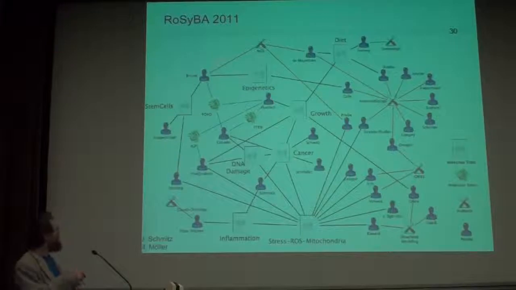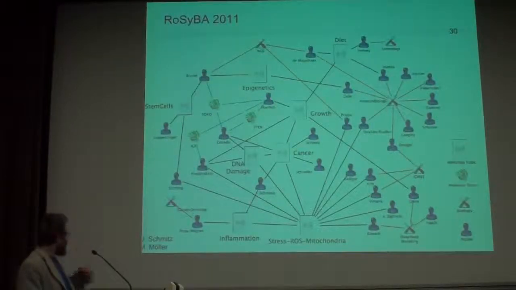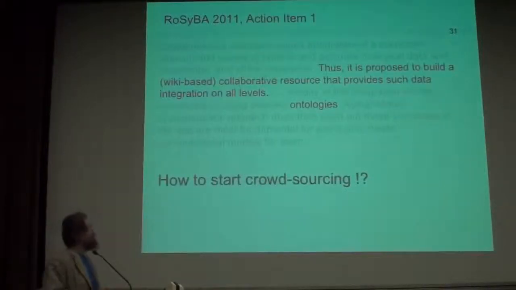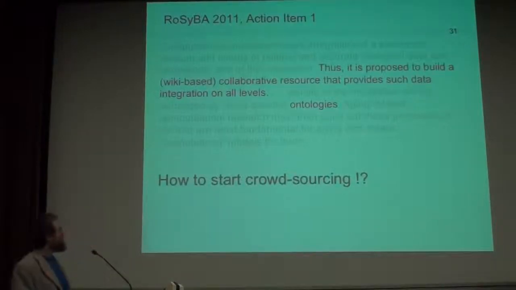Basically, the workshop is displayed in a graphical way on this slide. The topics have been stem cells, epigenetics, diet, growth, DNA damage and cancer, inflammation, and mitochondria. From the bioinformatics perspective, gene ontology was very important, modeling was very important, genome-wide association studies, network biology, next generation sequencing, and screening support. And we suggested some actions in the conclusion of the report.